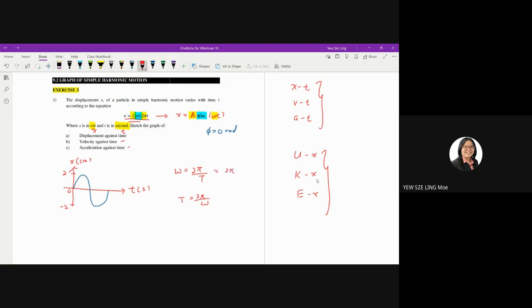My omega is 2 pi. Therefore, T is equal to 1, 1 second. Therefore, you label it in your graph. This is your period, which is equal to 1. Done. This is a complete sketching.